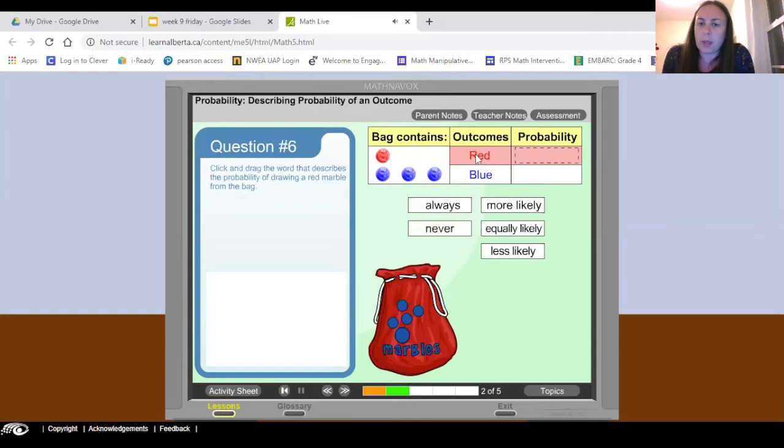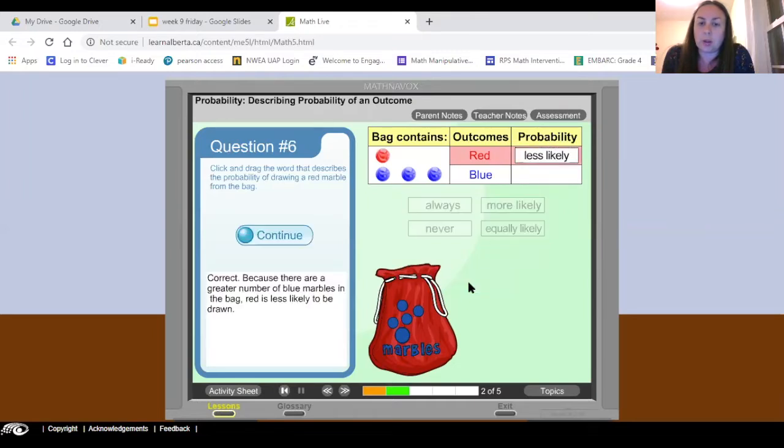All right, well, we have only 1 red and 3 blue. So it is now less likely to draw a red marble because there are less red marbles. So because there are a greater number of blue marbles in the bag, red is less likely to be drawn.